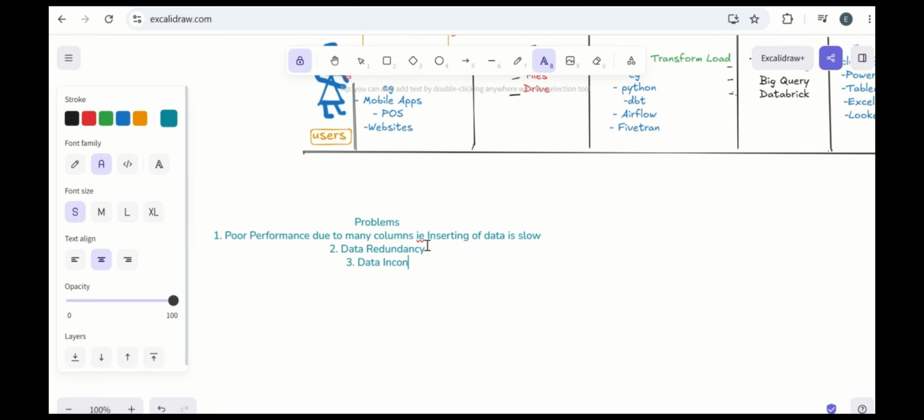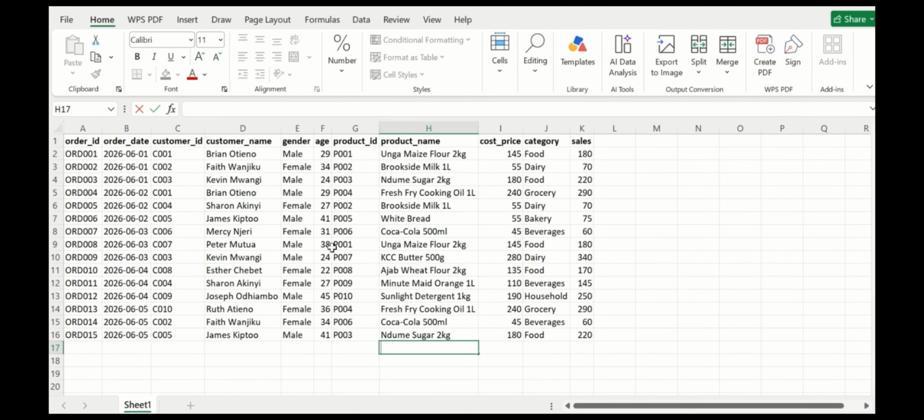Data inconsistency. So these are the major problems that our data stored in the OLTP system is currently facing. So we need to provide a solution for this problem.